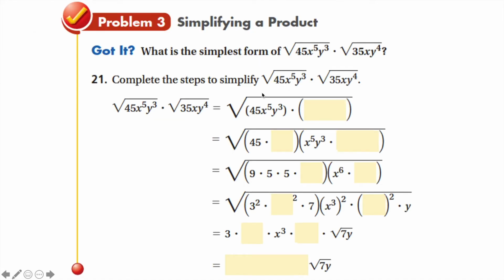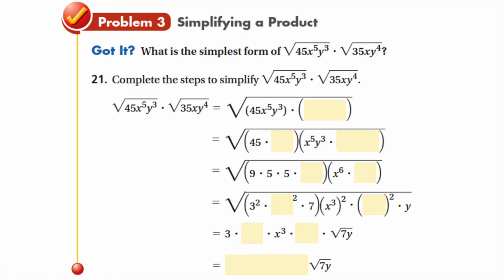Problem 3. Simplifying a product. What is the simplest form of the square root of 45x to the 5th y to the 3rd times the square root of 35x y to the 4th? Complete the steps to simplify the square root of 45x to the 5th y to the 3rd times the square root of 35x times y to the 4th.